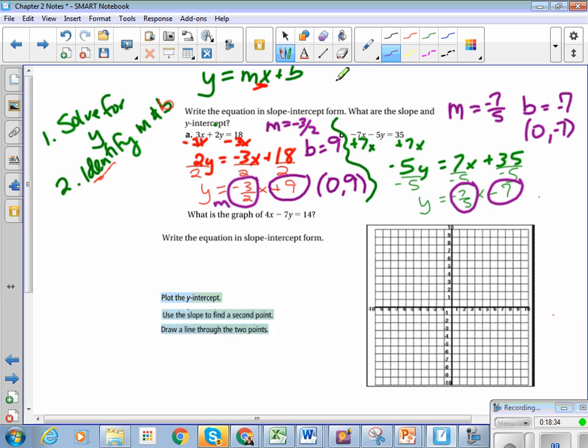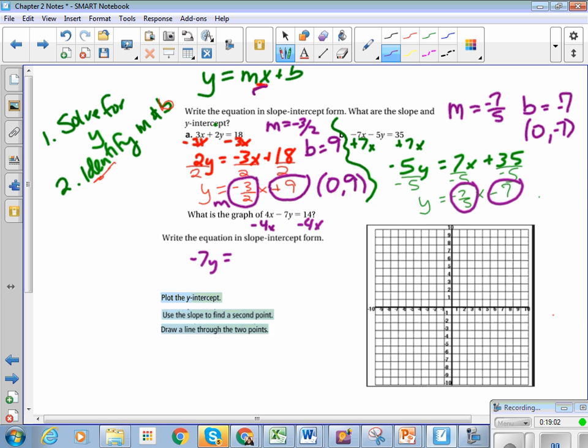All right, so 4x minus 7y equals 14. I'm going to subtract 4x from both sides. I'm going to get negative 7y. So please note, this is a minus 7y. That minus doesn't disappear because I've subtracted 4x from both sides. If it's in front of the value, it stays with the value.